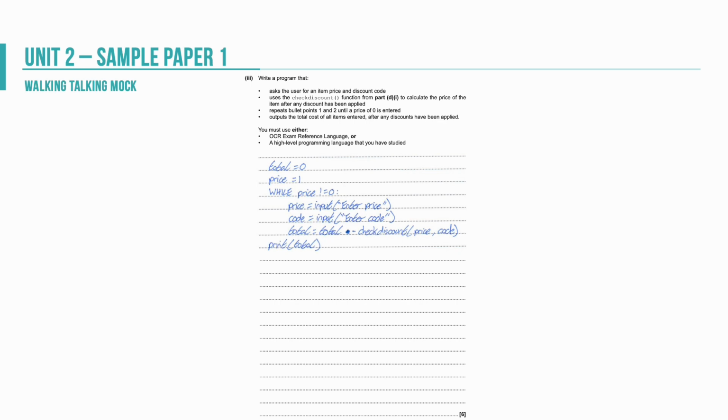And then the tough part, I suppose, is the penultimate line. Total equals total minus check discount price, code. So we're using that function from the previous page and we're passing in our price and our code variables. Now, because it's a function, you can call price and code whatever you want as long as you call them the same thing on the previous lines where it says price equals and code equals. Finally, we're going to print total.